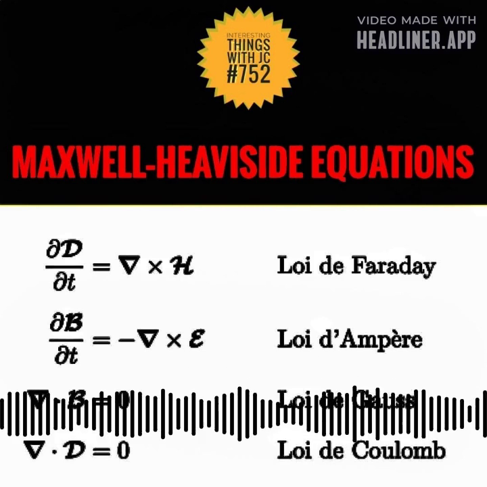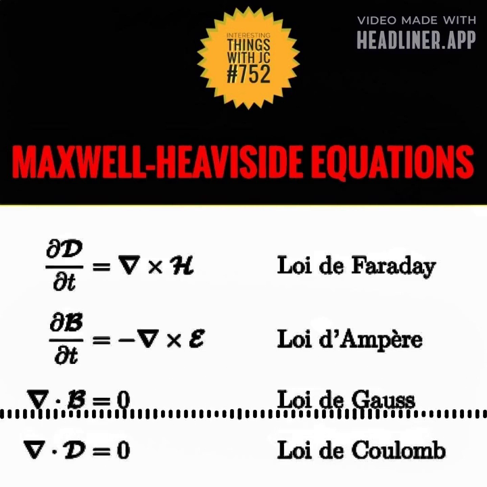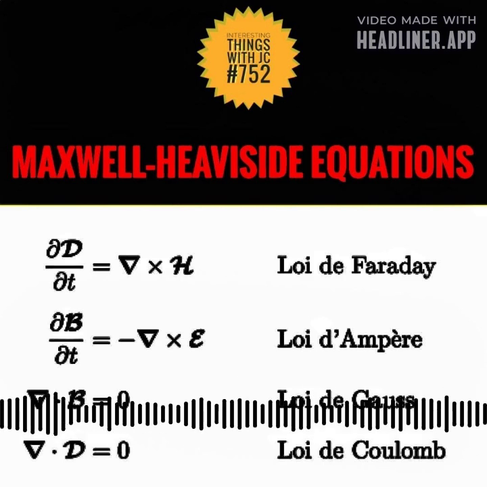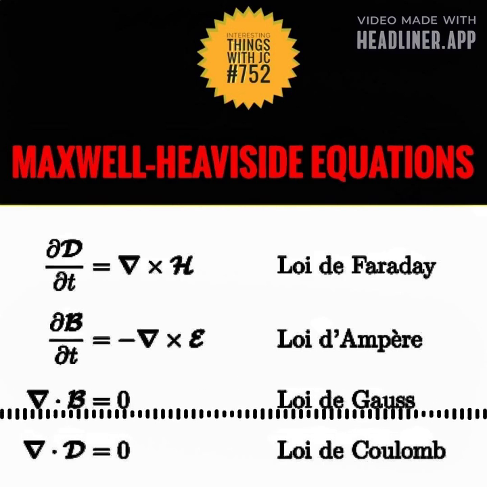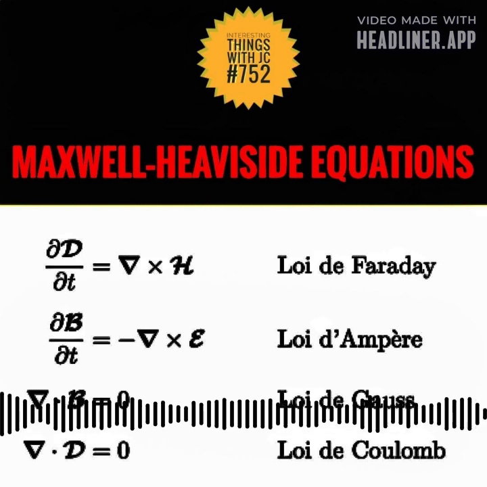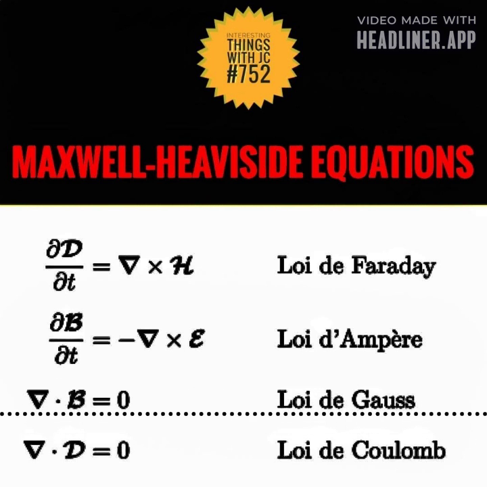The Maxwell-Heaviside equations. They're a set of fundamental equations in physics that describe how electric and magnetic fields interact. They're named after two brilliant minds, James Clerk Maxwell and Oliver Heaviside. These two scientists made significant contributions to refining and formalizing these equations.